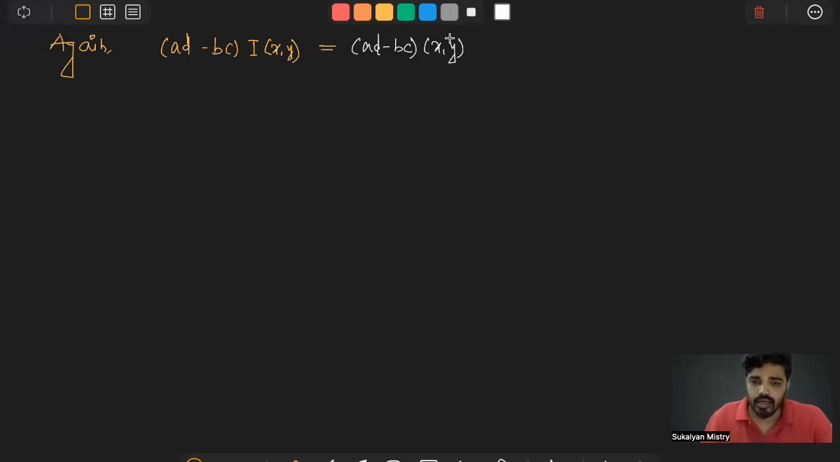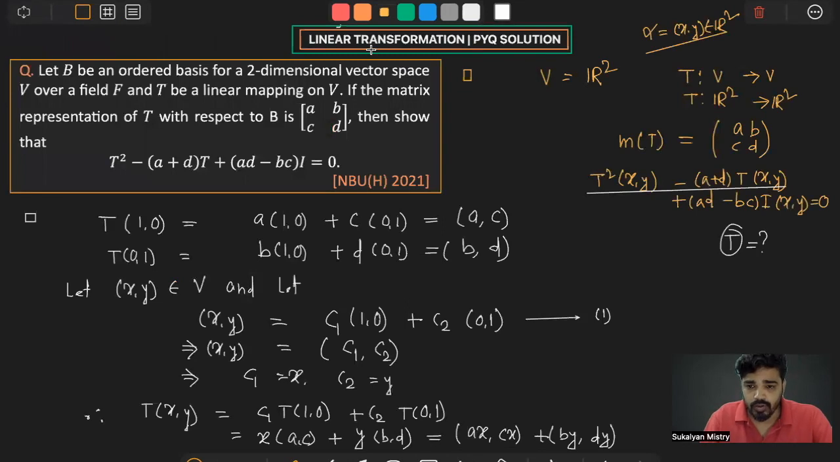Okay. So look carefully at what we have been asked to prove. What we have to prove is T square minus (a plus d) into T plus (ad minus bc) I is equal to 0. So first of all, let me do this calculation, okay?